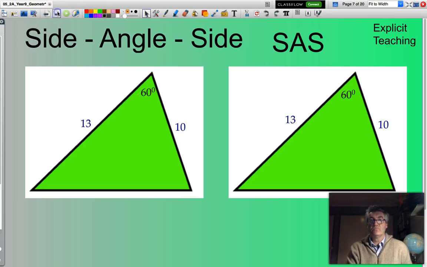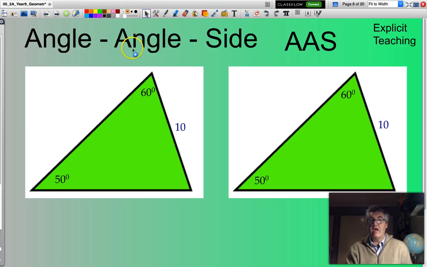Moving on to the third rule. Next is angle, angle, side. So matching angles and a side, shortened to AAS. So you'll notice these angles, 50 degrees, 60 degrees, 10. Likewise, 50 degrees, 60 degrees, 10. Again, the angles follow on from each other. It's not appropriate to have this 50 degrees over here, because you have to have following angles: angle, angle, side.